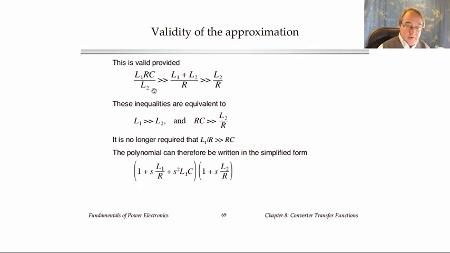And by plugging into this third special case, here are the inequalities that are required here. In this case, we require L1 much greater than L2, and also we require RC much greater than L2 over R, but the in-between or second inequality is no longer required. So with these, we can again simplify these expressions and write the polynomial like this.